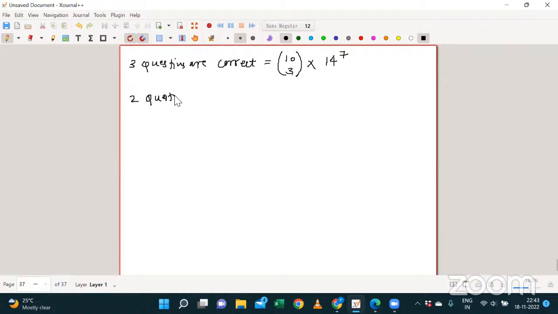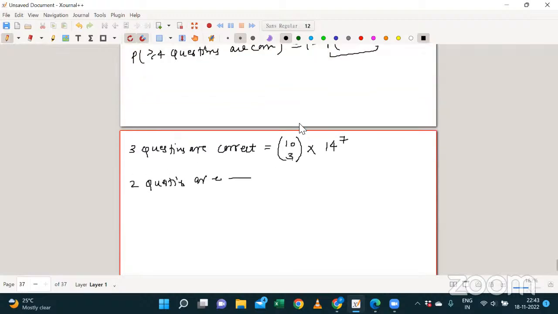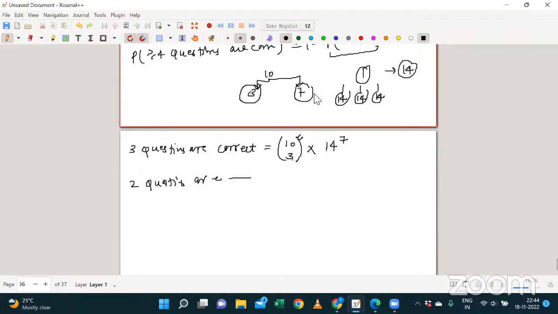Now, why 14 raised to the power 7? I understood that 14 is the number of ways a question can be wrong, but why the power 7? Out of those 10 questions, if 3 are correct, that means 7 are wrong. In how many ways can one question be correct? There is only one way. And there are 14 ways in which a particular question can be wrong. So if these 3 questions are correct, these 7 questions are wrong, and for the 7 questions it will be 14 raised to power 7. Clear?